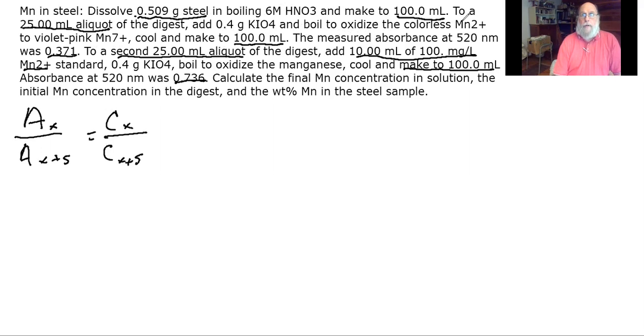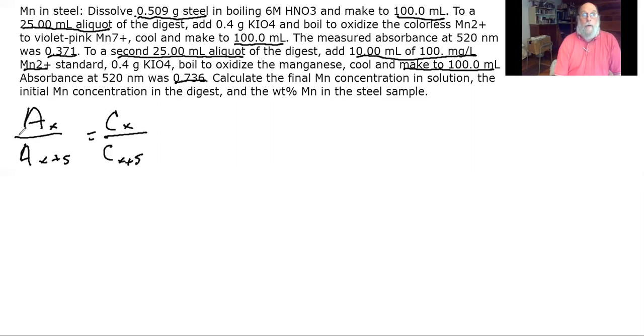And we're going to oxidize the Mn2+ to, it's actually permanganate, MnO4-, but that's manganese in the +7 oxidation state, and we're going to make that up to 100 mLs. We measure that strong colored complex or ion at that number. We take a second aliquot and spike it using 10 mLs of 100 part per million manganese. We add our potassium periodate, boil it, make it up to 100 mLs and measure the absorbance here.